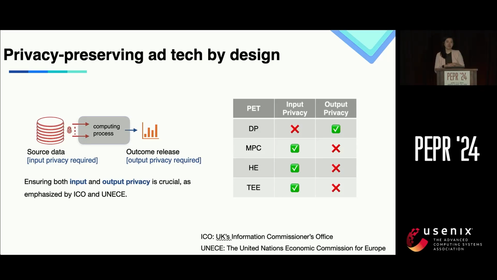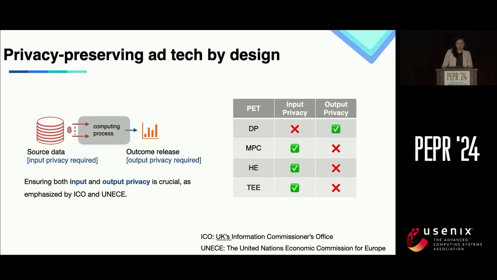And there are different privacy enhancing technologies that could either guarantee input or output privacy. So for example, differential privacy, I think that's like the key word from all the sessions so far, is one of the only methods that could guarantee output privacy. And there are also other types of privacy-enhancing technologies such as MPC, multi-party computation, homomorphic encryption, and TEE, trusted execution environments that could guarantee input privacy.